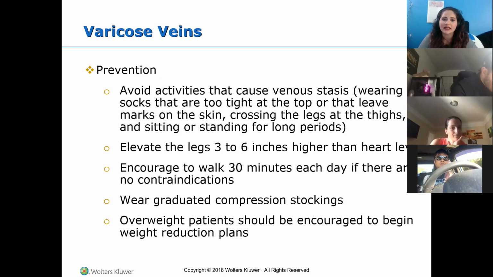Okay, so we got varicose veins prevention: avoid activities that cause venous stasis, wearing socks that are too tight at the top or that leave marks on the skin, crossing the legs at the thighs, and sitting or standing for long periods. You want to elevate the legs 3 to 6 inches higher than heart level. Encourage to walk 30 minutes each day if there are no contraindications. Wear graduated compression stockings. And overweight patients should be encouraged to begin weight reduction plans.